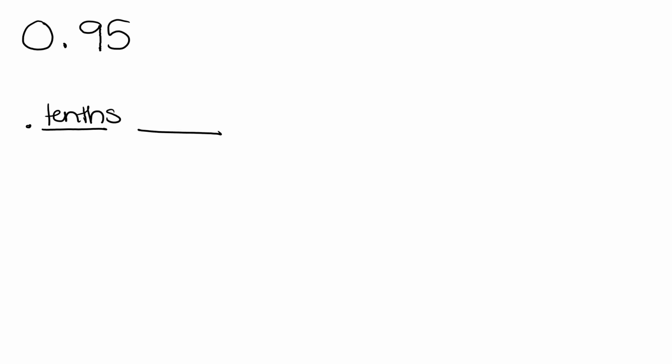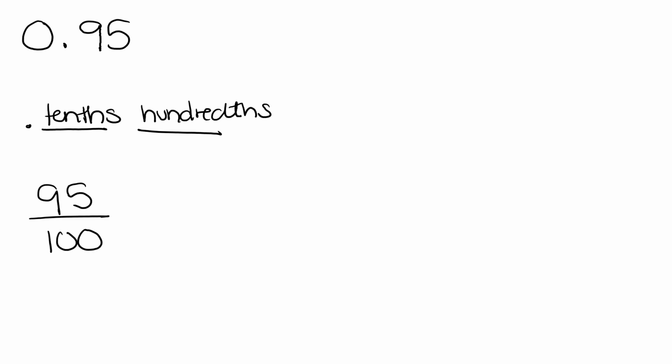Number 4. We have the decimal 0.95. The first place value, the 9, is the tenths place. The second place value, the 5, is the hundredths place. We write our fraction as 95 over 100 because we're in the hundredths place.